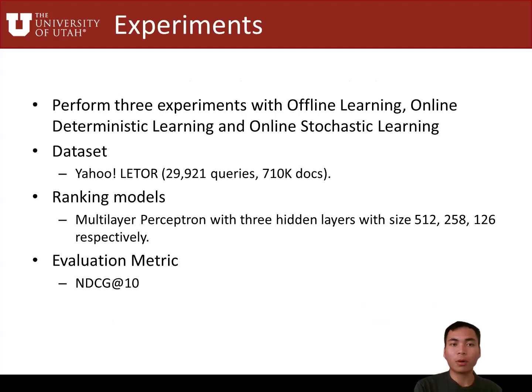For the experiments, we performed 3 experiments with offline learning, online deterministic learning, and online stochastic learning. We used the Yahoo Letor dataset, and for the ranking model, we use a multi-layer perceptron with 3 hidden layers with sizes 512, 256, 128 respectively. We use NDCG top 10 as the evaluation metric. For a more detailed description of how the experiment is set up, you can check out our paper.